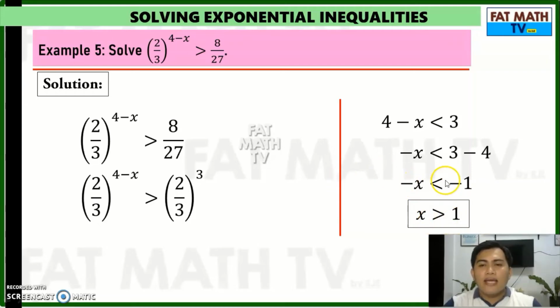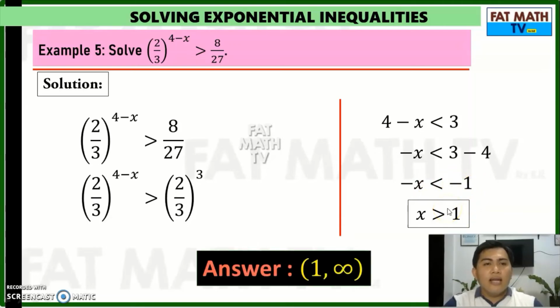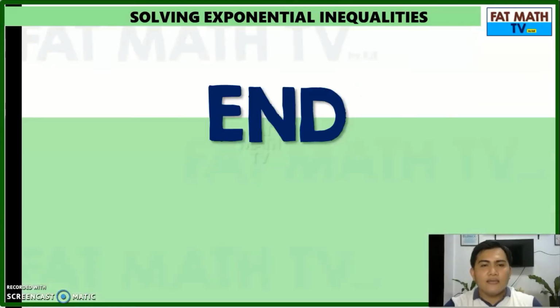Okay, multiplying by a negative number will reverse the inequality symbol. So negative 1 times negative 1 is positive 1. So in the number line, we have 1 to infinity, or all numbers greater than 1 will satisfy the given inequality. So hollow circle for 1, and all the numbers to the right are solutions to the given inequality.